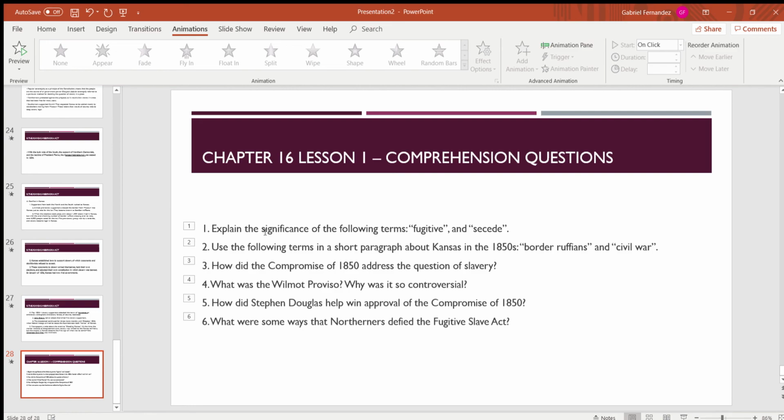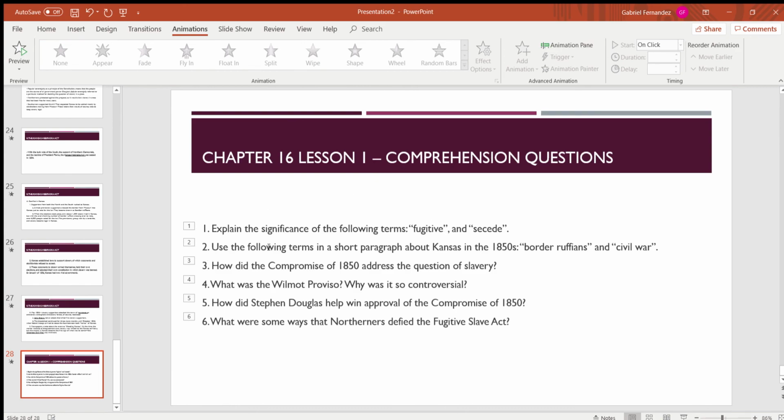Number 1 says, explain the significance of the following terms: fugitive and secede. Explain the significance. It does not just say to define them, so please do not just give me definitions. Go ahead and in your own words explain why these terms are significant to this lesson.